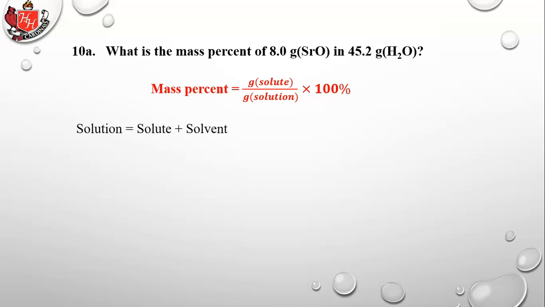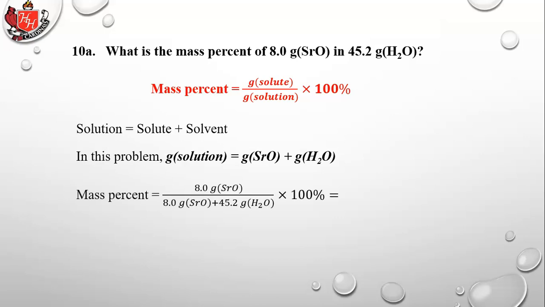So the solution is the solute plus the solvent. In this problem, the grams of solution is grams of SrO plus grams of H2O. So we set up the problem. The solute goes on top, 8 grams of SrO. The solution on the bottom, it's the 8 plus the 45.2. Then you multiply that by 100%. And you get 0.15 times 100%, which equals 15%. So 15% of the solution is SrO.